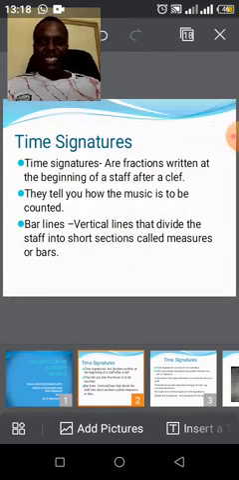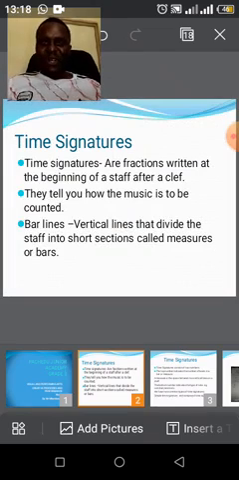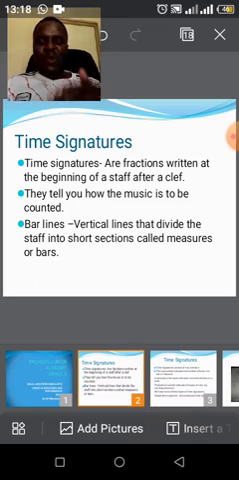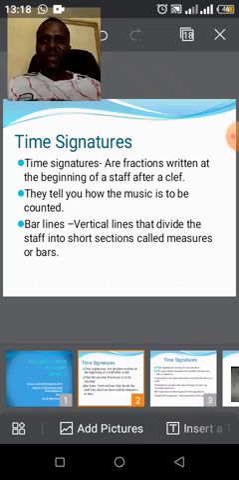Yes, what is a time signature? If you look at your screen there, you can see the definition. Time signatures are fractions written at the beginning of the staff after a clef. They tell you how the music is to be counted. What about bar lines? These are vertical lines that divide the staff into short sections called measures or bars.